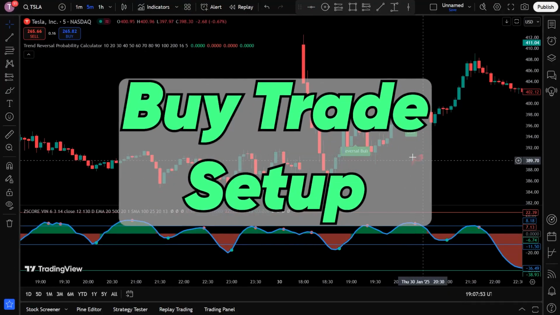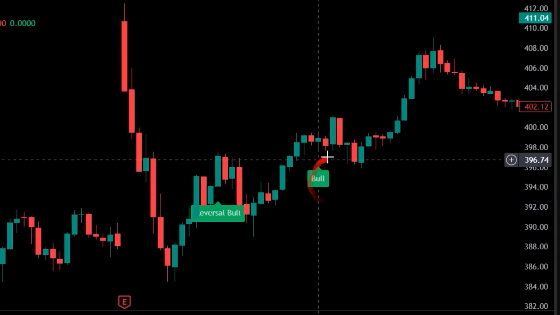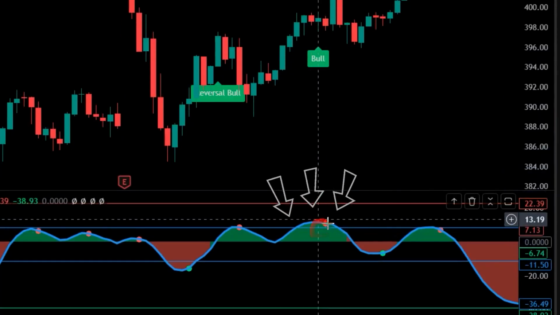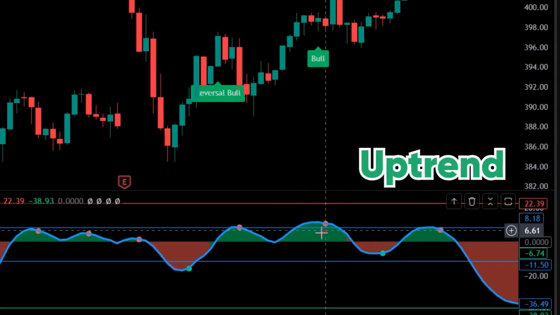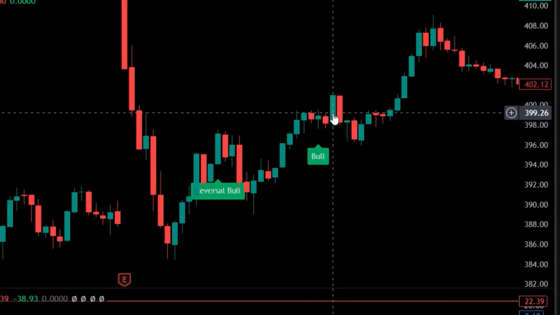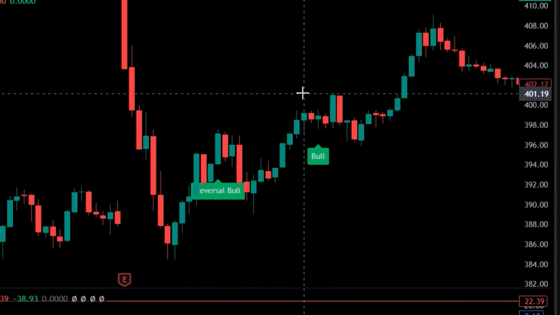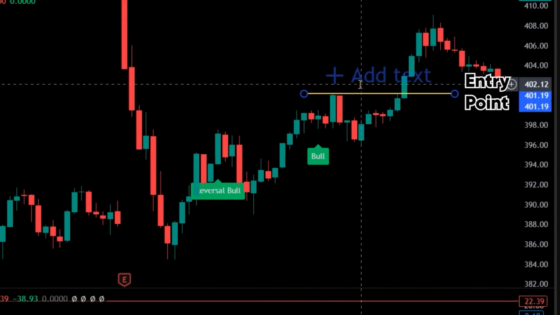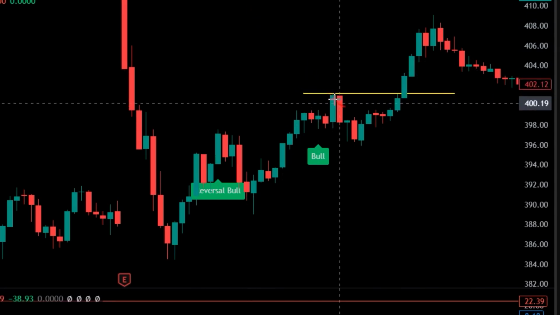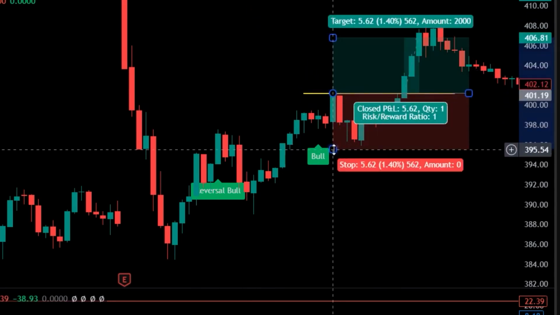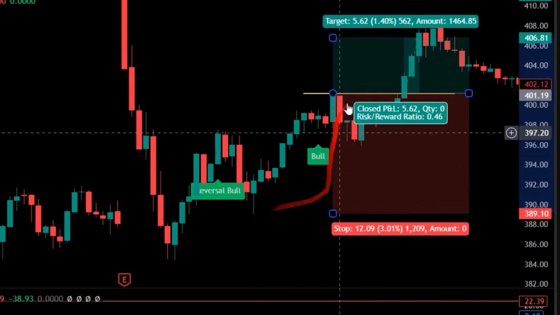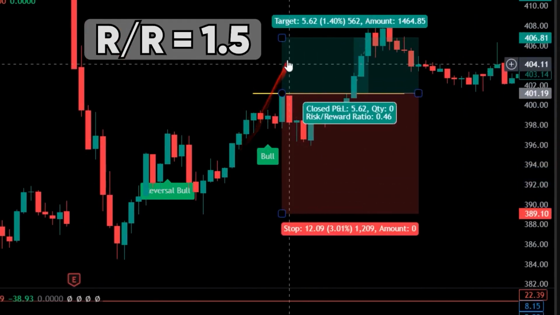Buy trade setup. Trend reversal probability indicator must give a bullish signal. EMA of slopes indicator must be green, confirming an uptrend. Wait for a bullish candle to form. Once the conditions align, enter a buy trade. Stop loss: place it below the previous low. Take profit: use a 1 to 1.5 risk to reward ratio.